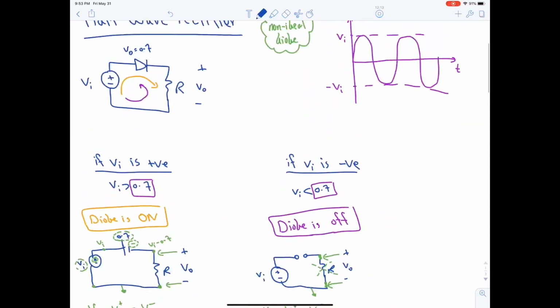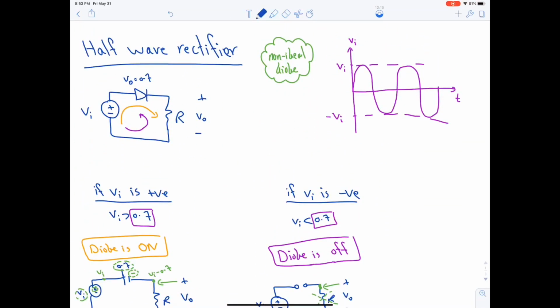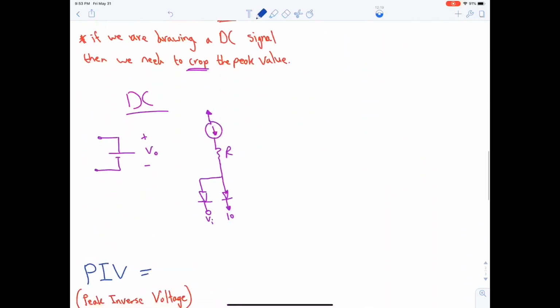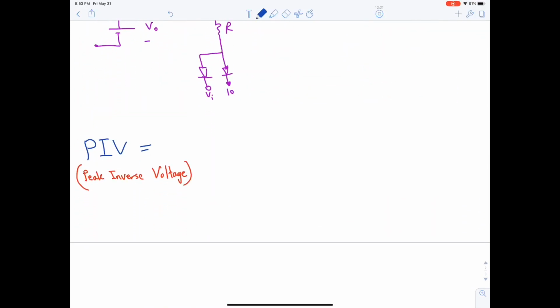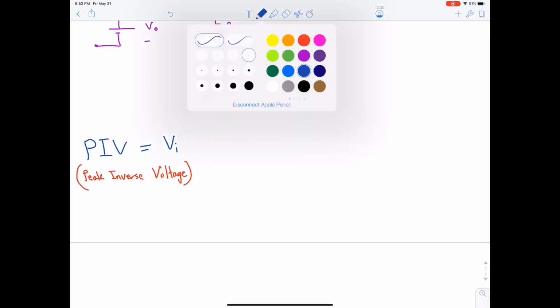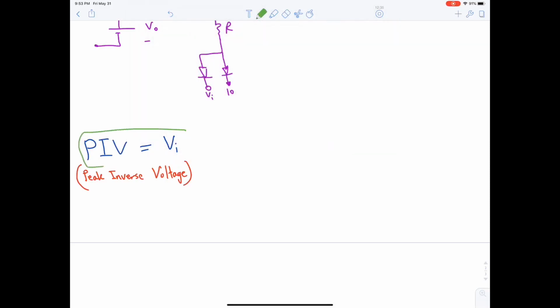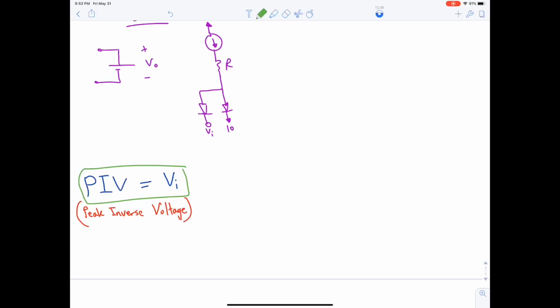In this circuit, the half-wave rectifier, we have only one diode, so we will have only one PIV for the diode, which is V input. So whatever the peak value of VI is, this is the PIV of that diode. Now there's a way to calculate the PIV, but it's fine to memorize it.